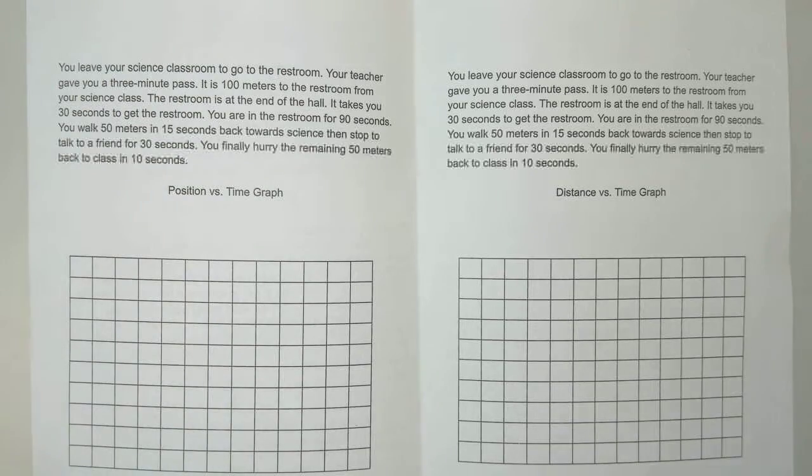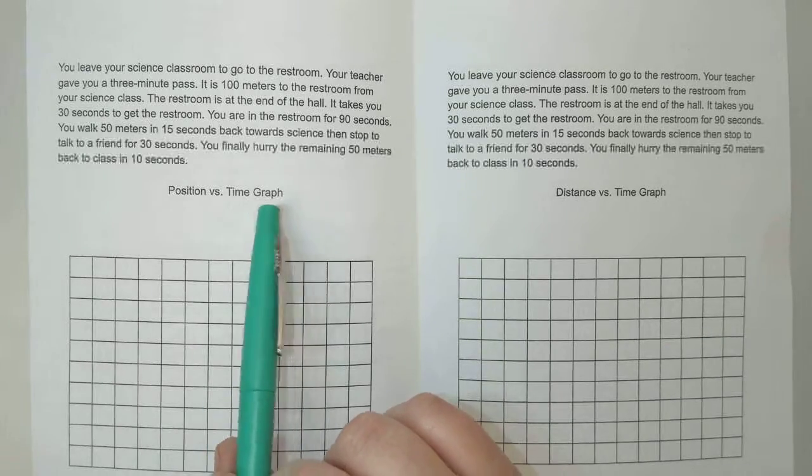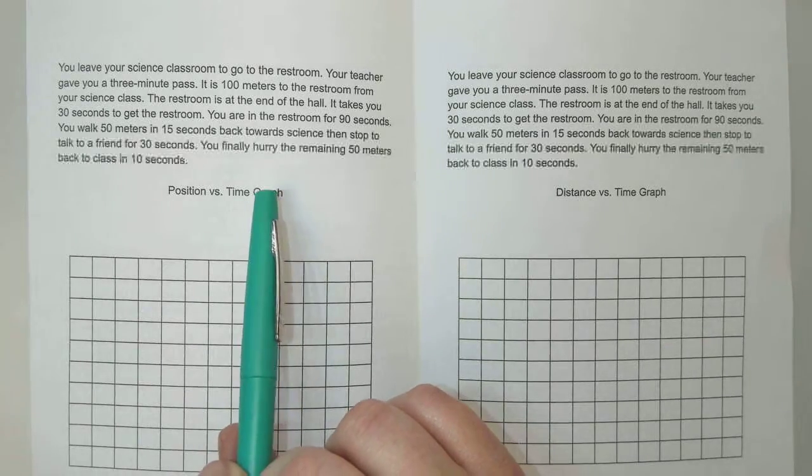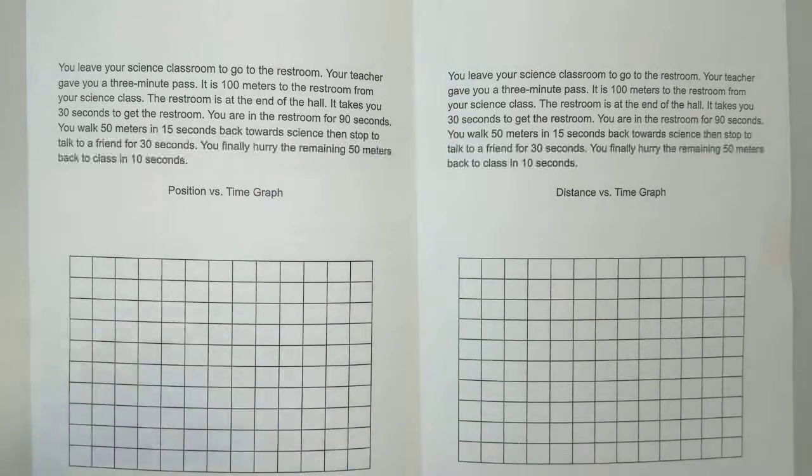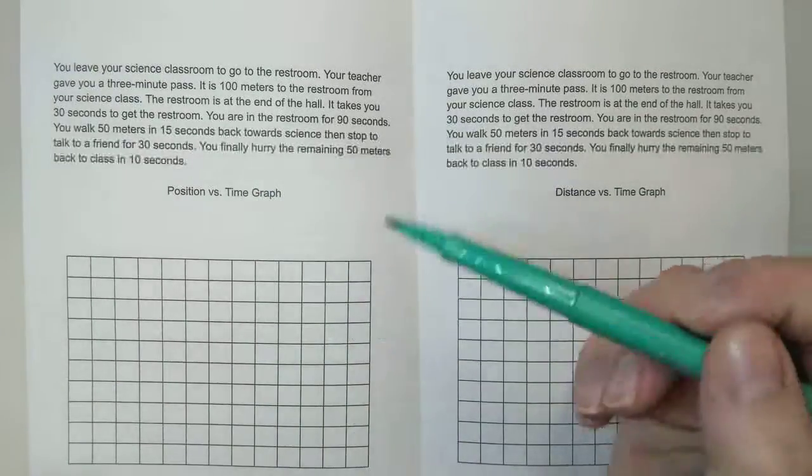We've got to think back to the beginning of the year when we talked about the parts of a graph. Remember: a title, axis, intervals, label. We already have a title. That's kind of given for us: position versus time. We could also add a more applicable title to the graph.